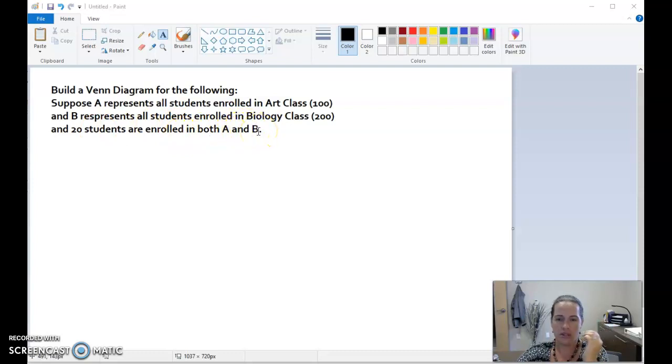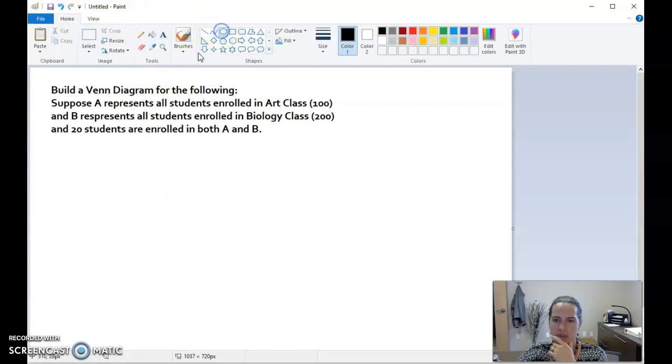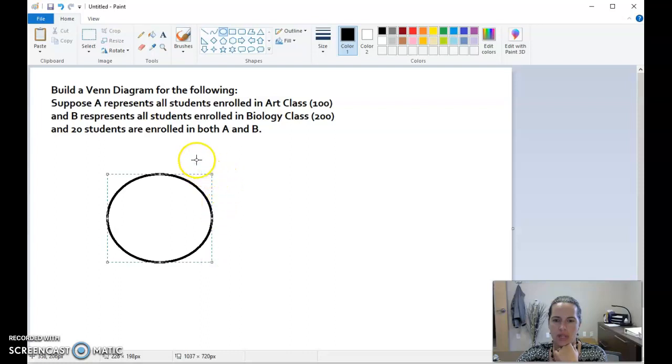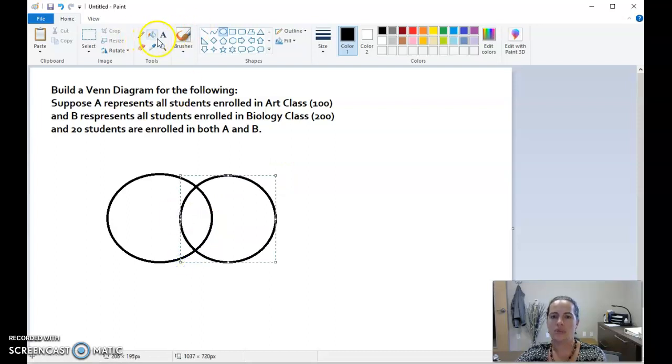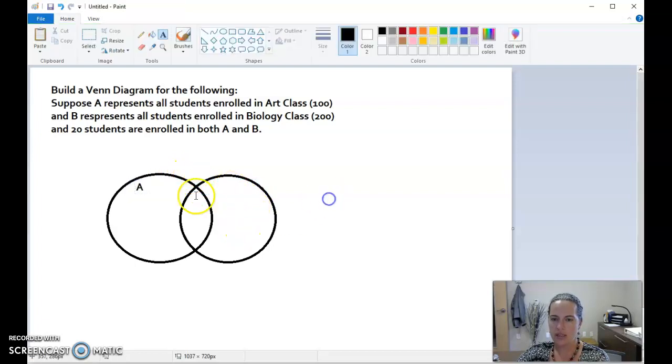So this is an intersection, with this word "and." Let's start by building our circles. Go back to circles. We've got circle A, and I'm going to go ahead and put circle B down. And we can label them. This is circle A, and this is circle B.